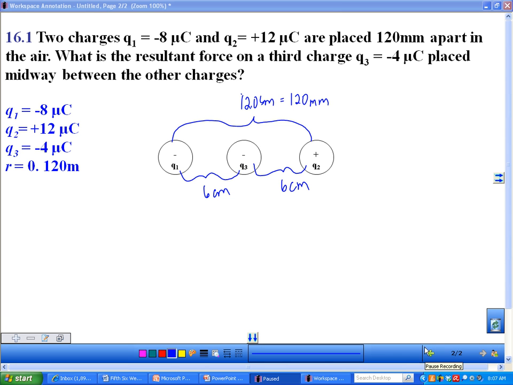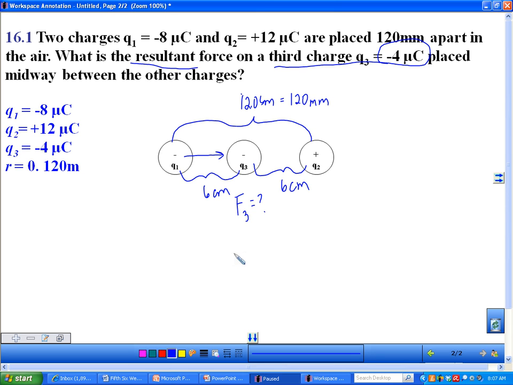All right, so let's look at that. You have 3 charges. This one is negative, negative, and positive. I want to know what's happening. What is the force on 3? How do I know? Because it says what is the resultant force on the 3rd charge. All right. So what is 1 doing to 3? Is it attracting it or repelling it? Excellent. So 1 is pushing 3 in that direction.